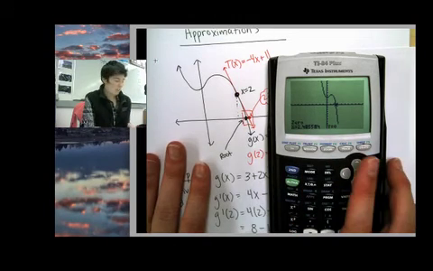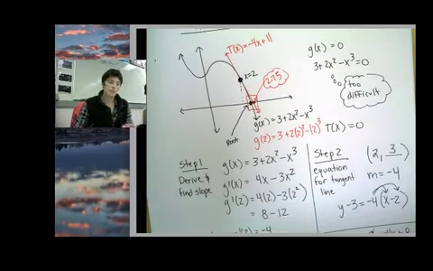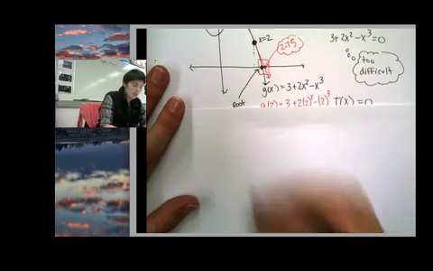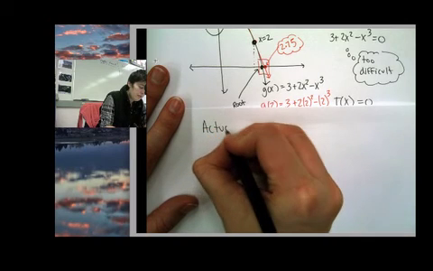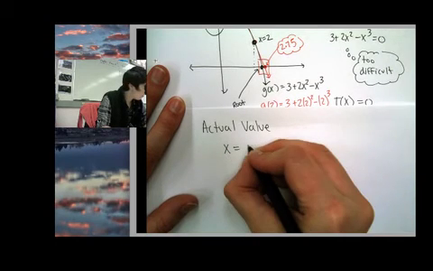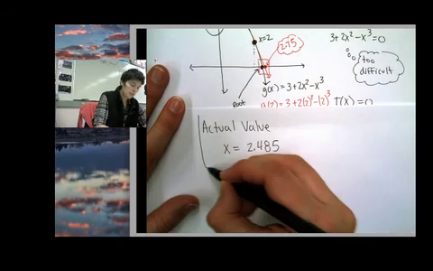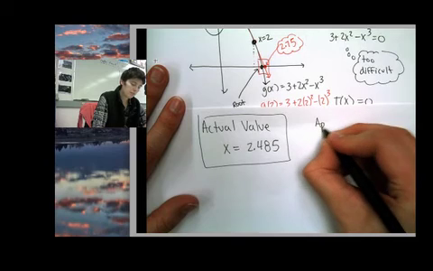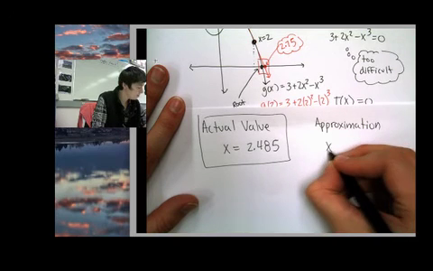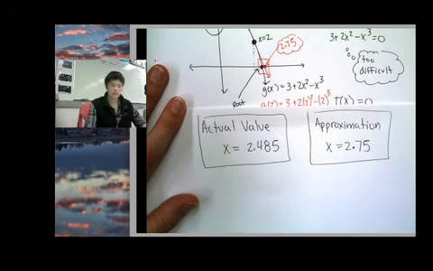So I'm actually going to write this down just to have it. I'm going to say that using my calculator, this underneath. This has gotten a little messy, but I'm going to say the actual value for the root is x equals 2.485. Copy that off my calculator, 3 decimal places. So here's my actual value, and then my approximation. My approximation is I ended up getting x equals 2.75. So not too far off from that. And then there's my 2 answers.